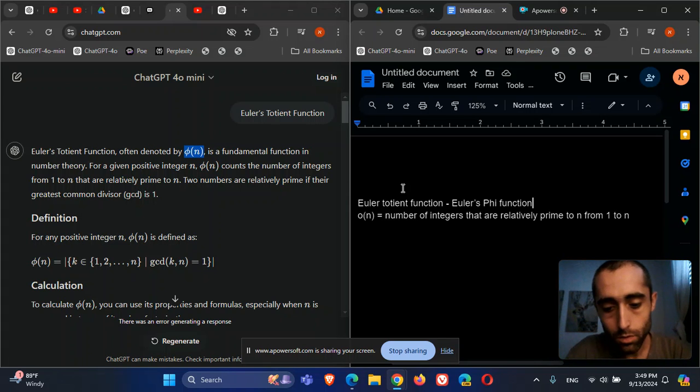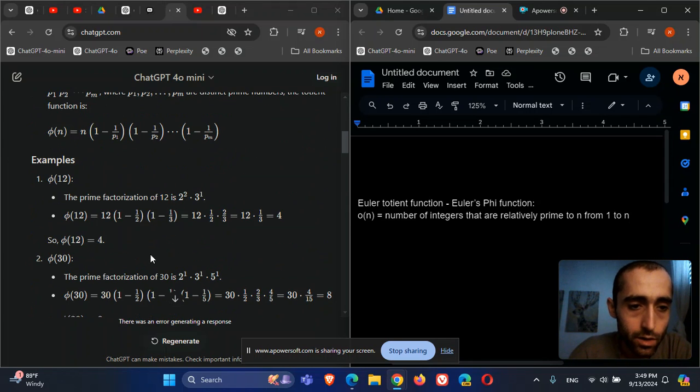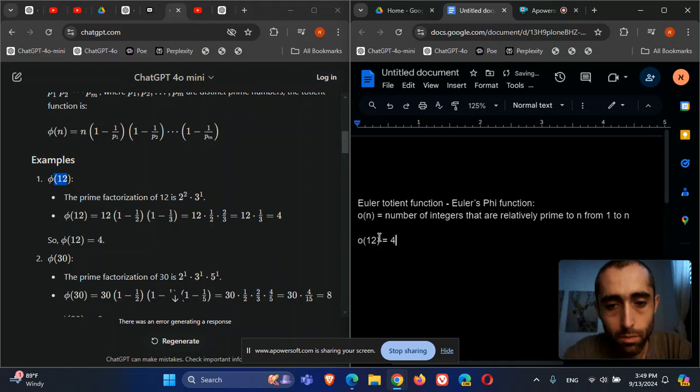Okay, so we're going to talk about this one. And again, the idea is to give me the number of relatively prime numbers from 1 to n, of a number n. So I give it a number n, and it gives me back the number of relatively prime numbers to n from 1 to n. For example, if I have 12, we have 4 numbers that are relatively prime to 12 from 1 to n. Let's count them. So we have 1.